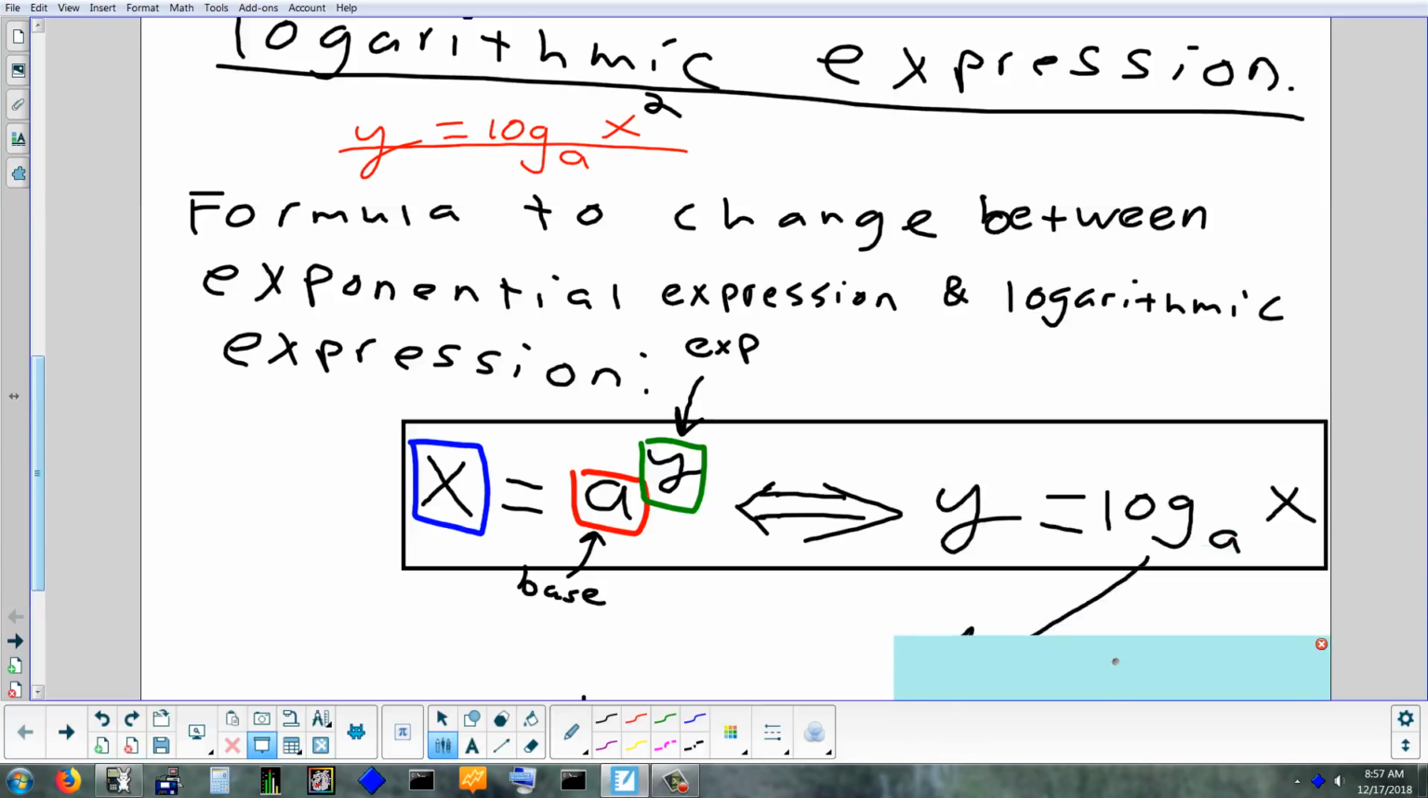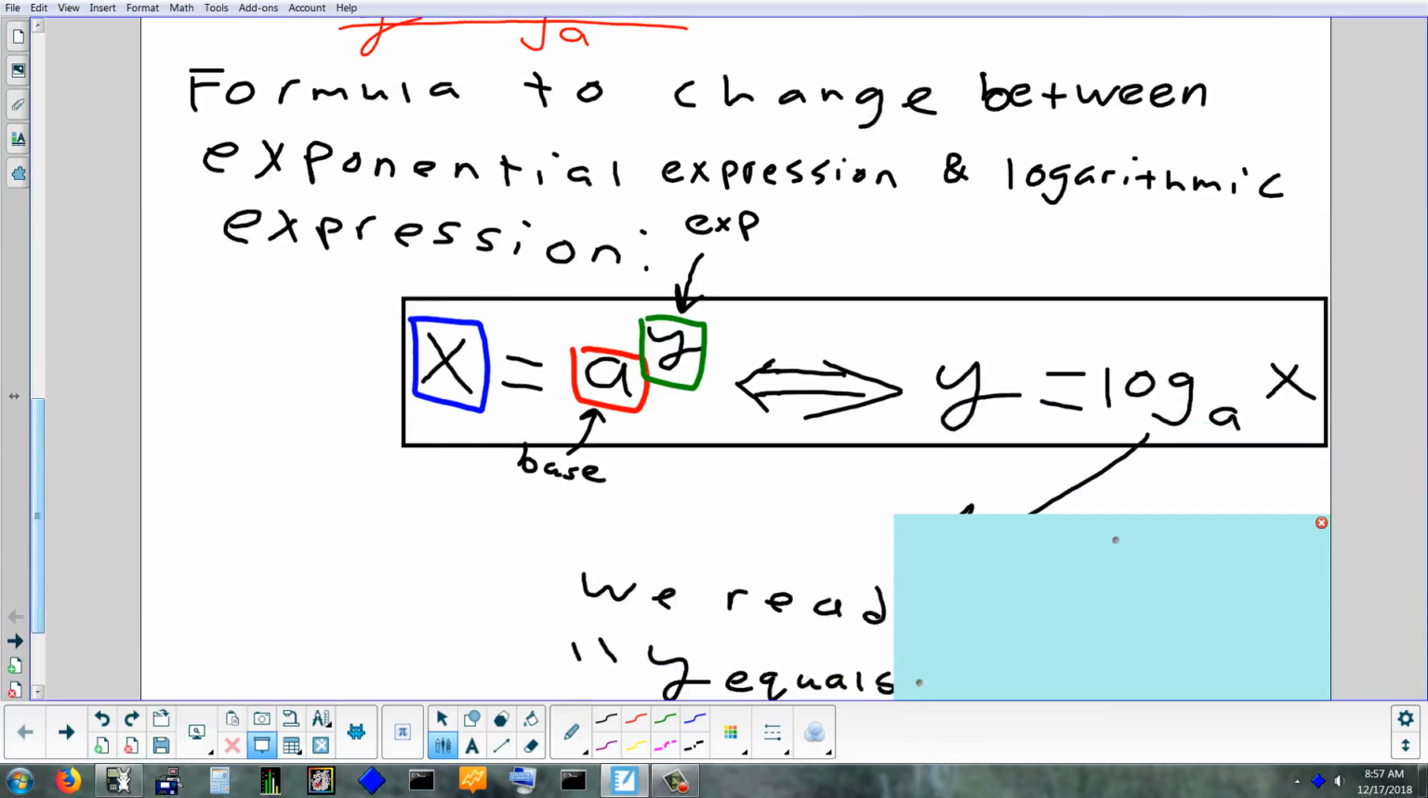So here's what it looks like when we rewrite it. This number, like if this was your line, if you had line paper, that number that's below the line right here, that's your base. That's called the base on the logarithm. So the base on your exponential becomes the base on your logarithm. Base, think bottom. It's on the bottom. It's lower.